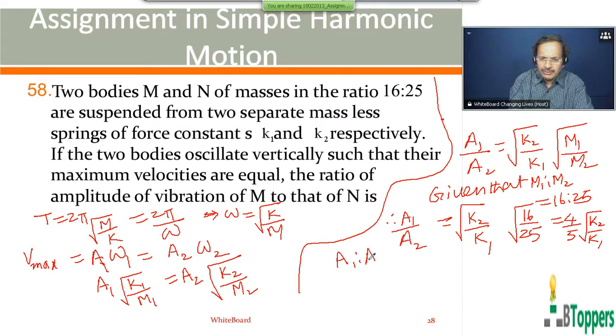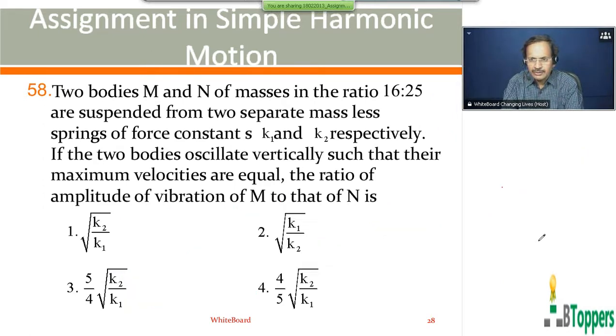So the ratio of the amplitudes of oscillations will be 4 by 5 times root of K2 by K1, or 4 root K2 is to 5 root K1. If you want to copy the solution of the problem, you can pause and copy it. So for question number 58, the fourth option is the answer.